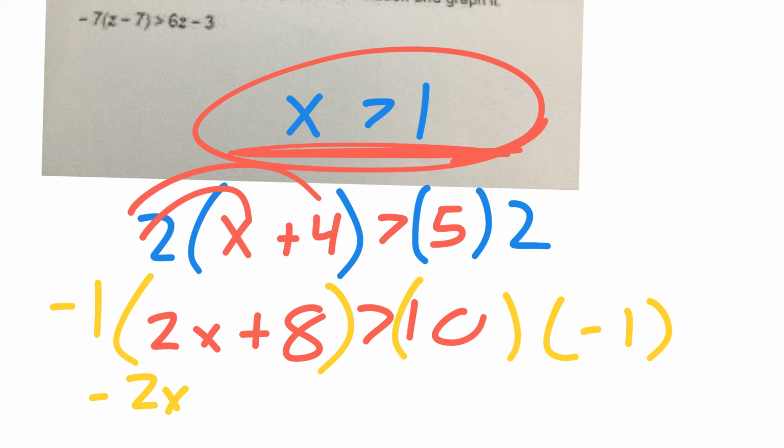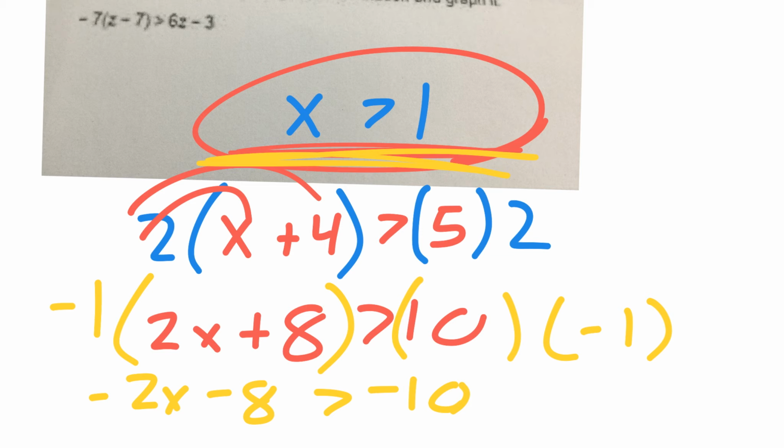Now -2x minus 8 is greater than -10. So I still want this to be my answer, because that's what I started the problem being the answer. And I just manipulated that all the way down. So if I plugged in 2, -2 times 2 is -4. -4 minus 8 is -12. Is -12 greater than -10? No. But I want 2 to work.